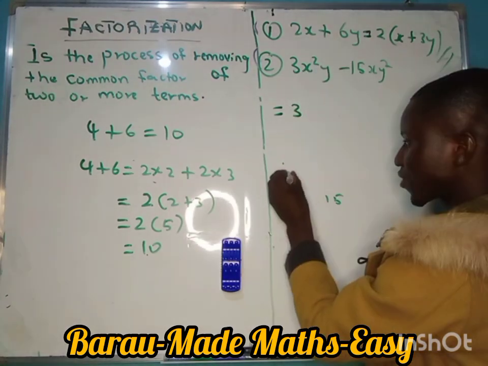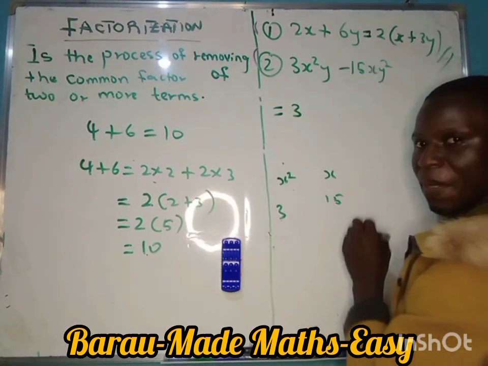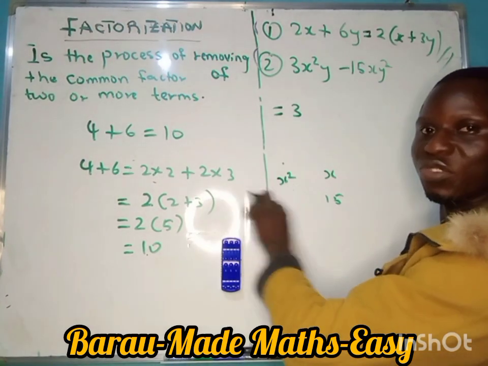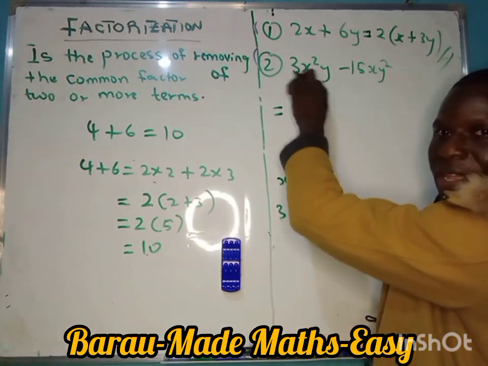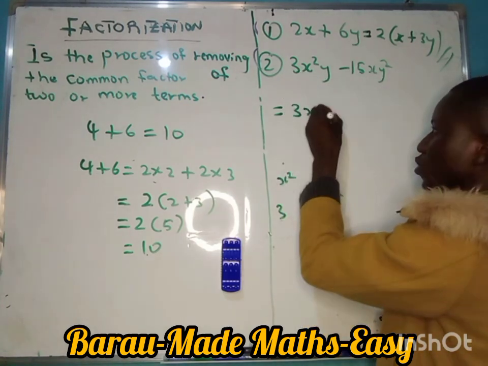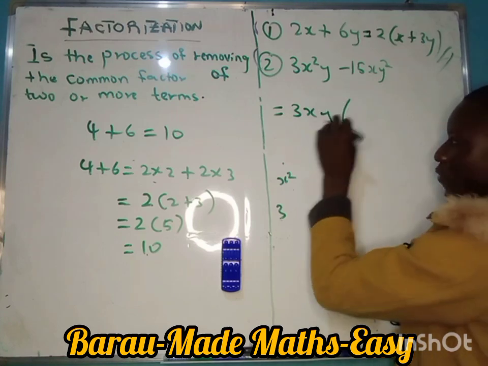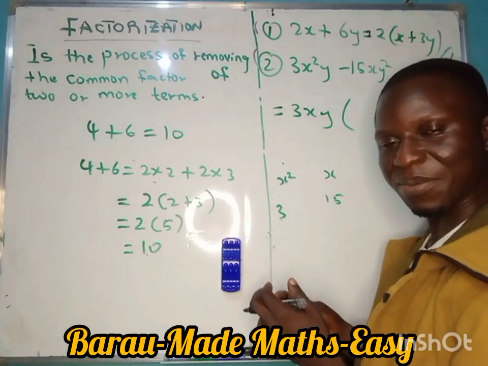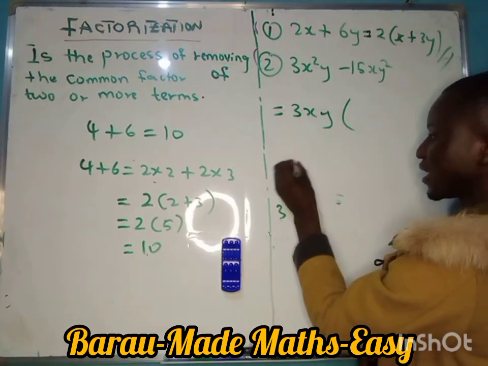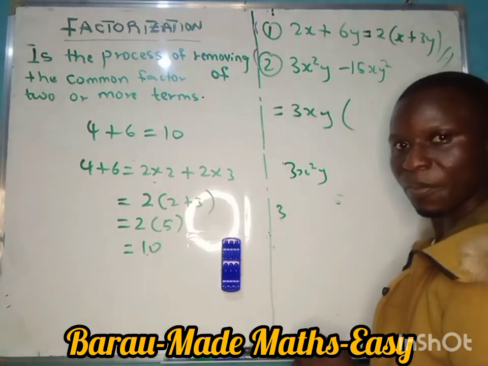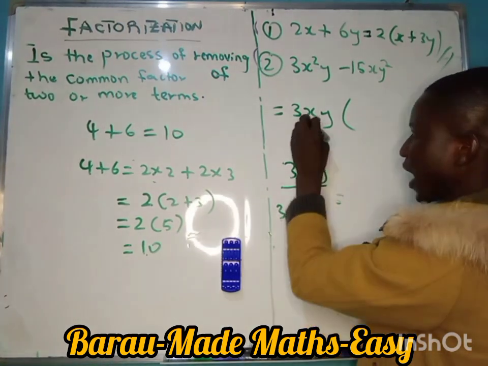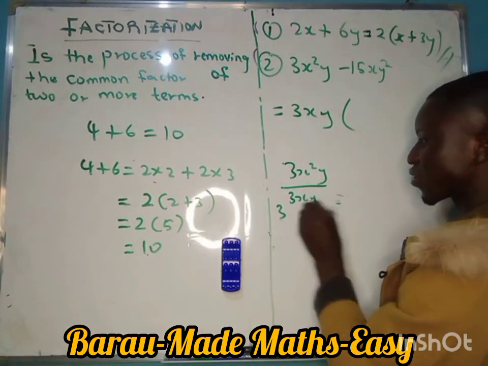What of the letters? x squared and the second term x, they have something in common. x is here, x is here. So x is common to these two terms. For the y's, we have y here, we have y in the second expression. So y is also common. So after we've singled out what is common to these two terms, what are we going to be left with? We carry the complete term 3x squared y and divide by our common factor, which is 3xy.